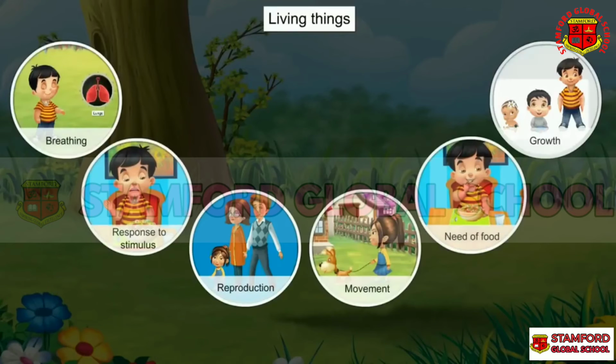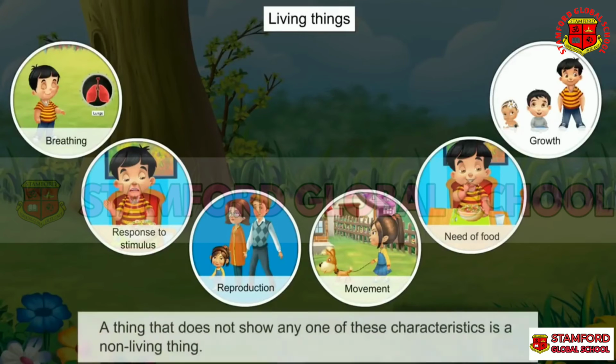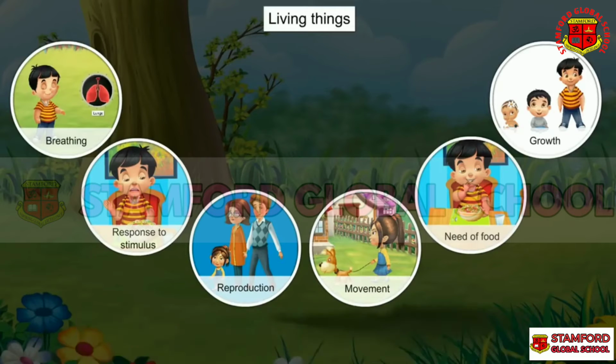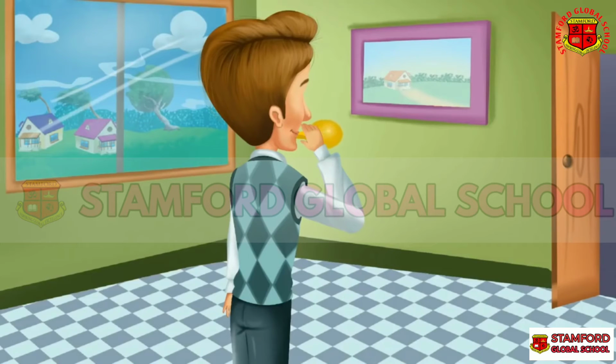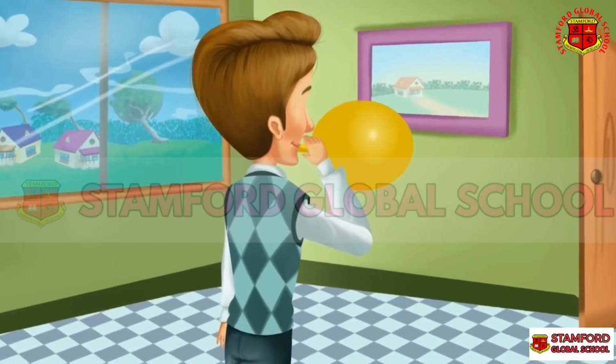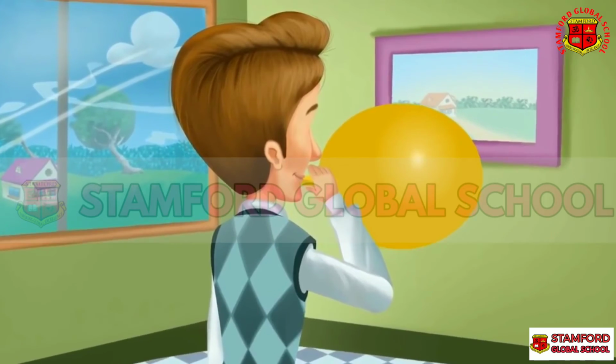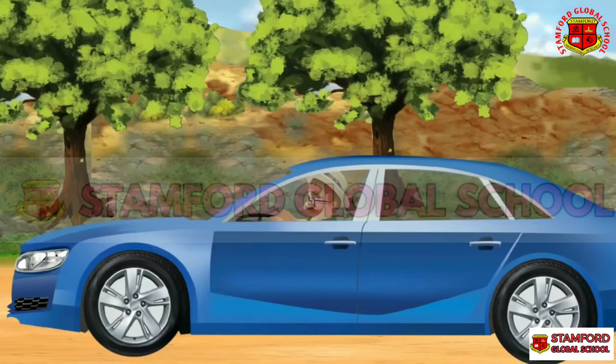A thing is living only if it shows all the characteristics we have just discussed. If it does not show any one of these characteristics, it is a non-living thing. You may have often seen a balloon increase in size. That does not mean that the balloon is a living thing. Its size increases only when we blow air into it. It cannot grow on its own.